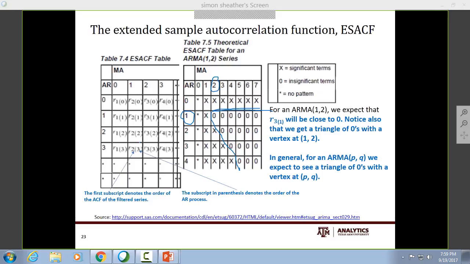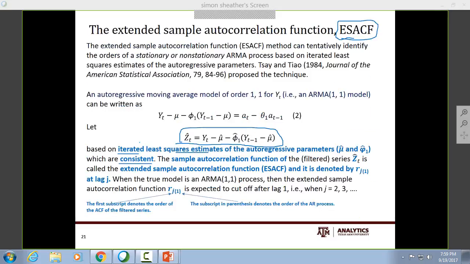It's just a very quick question. On that slide, it says that it can be a stationary or non-stationary ARMA process, but we haven't talked about non-stationary series. Can you comment on that?